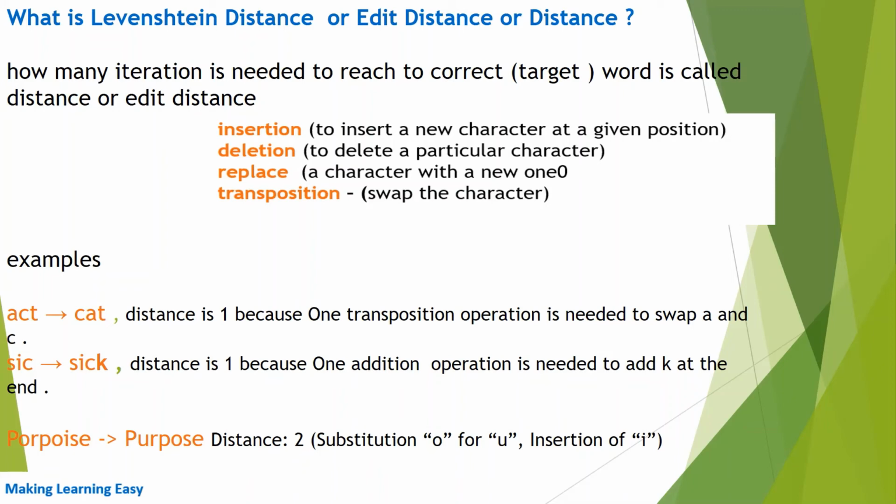Porpoise. So this is the typo and the correct word is purpose. So here to reach from porpoise to purpose, you need two operations. First operation would replace O with U and the other would delete the I. So here the distance is 2 because we are performing two operations. So this is the distance.